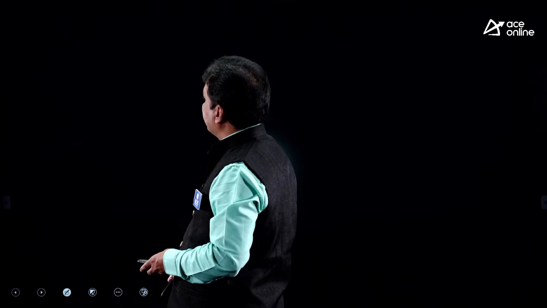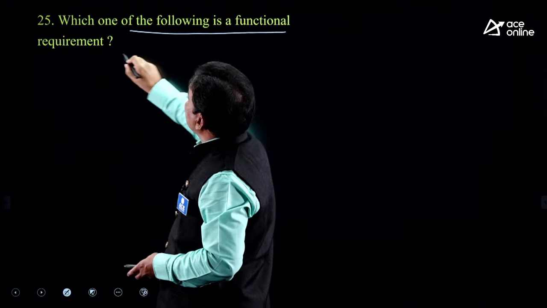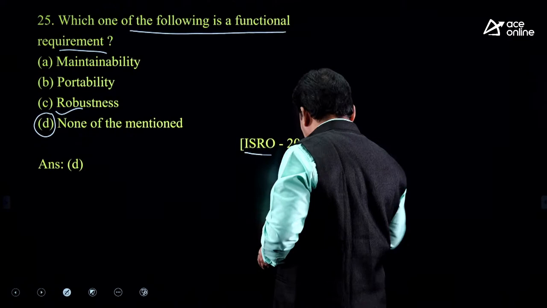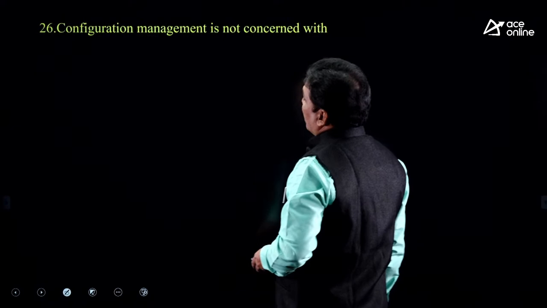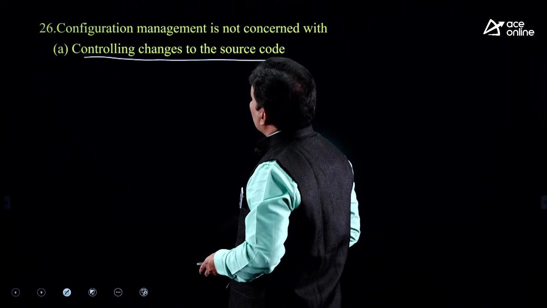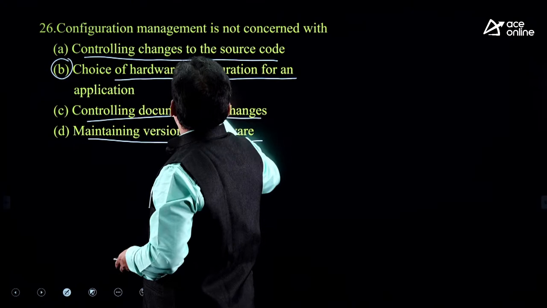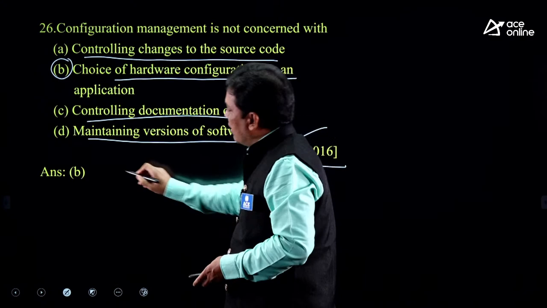Coming to which one of the following is a functional requirement? Maintainability is not a functional requirement, portability is not a functional requirement, robustness is not a functional requirement. The answer is none of the mentioned. Which was asked in the year ISRO 2016, answer is D, right? Coming to configuration management is not concerned with controlling changes to the source code, choice of hardware configuration for an application, controlling documentation changes, maintaining version of software. The answer is choice of hardware configuration for an application, which was asked in the year ISRO 2016. Answer is B, right?